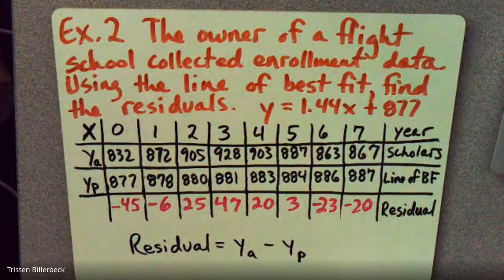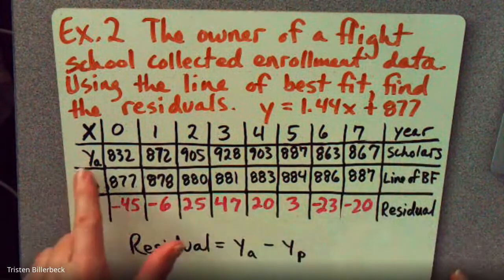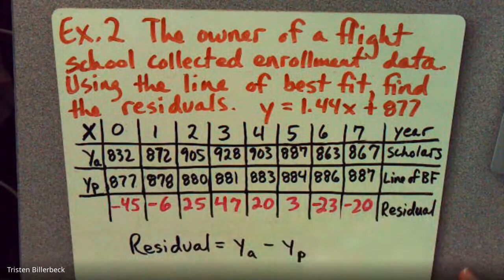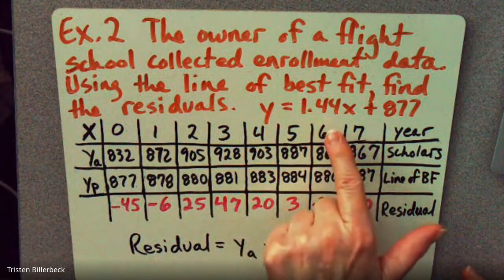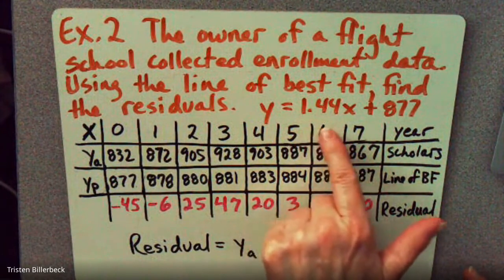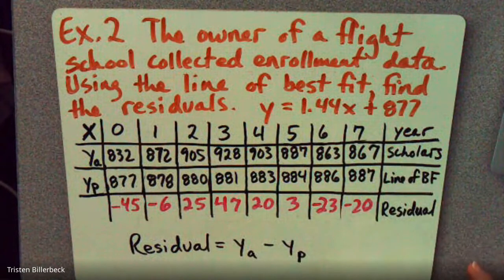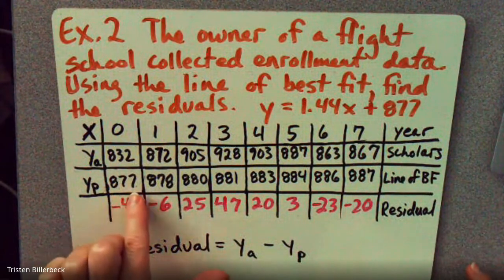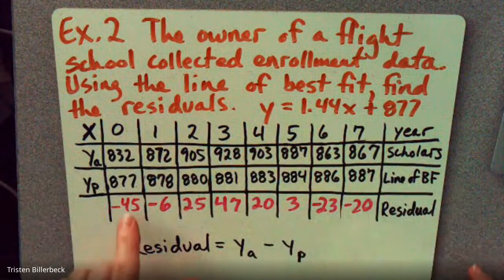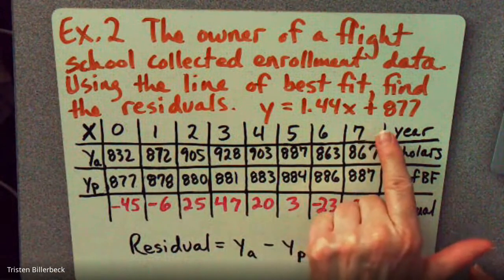A business owner has a flight school and collected enrollment data for 7 years and wanted to use a line of best fit to predict future enrollment for planning purposes. So we have 7 years here, and the actual data is right here. The line of best fit generated in a linear regression was 1.44x plus 877. These are the predicted values using 0 through 7 as inputs using that line of best fit.